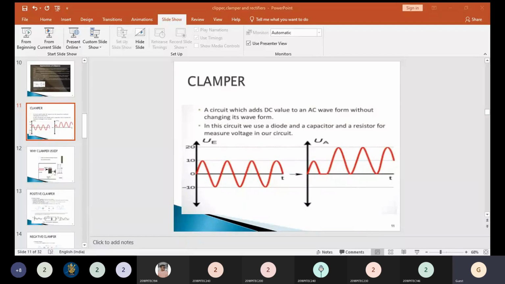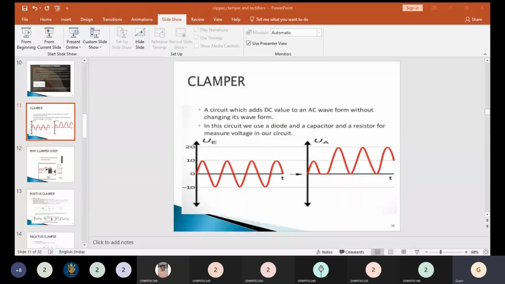Now what happens to the capacitor? It is connected with this input signal, which has a negative half cycle and a positive half cycle. The capacitor starts to charge up to the negative peak value, and after charging, it is going to discharge. During the negative half cycle, the diode will be in forward bias. Forward bias allows the capacitor to charge up to the negative peak value. For example, for minus 10 volts, it charges up to minus 10 volts. After that, it is going to discharge.